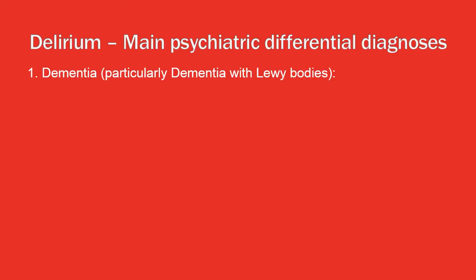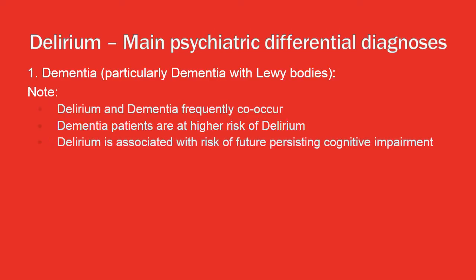The main psychiatric differential diagnosis for delirium is dementia, particularly dementia with Lewy bodies. It is important to note that delirium and dementia frequently co-occur, and dementia patients are at higher risk of delirium, and delirium is associated with risk of future persisting cognitive impairment.